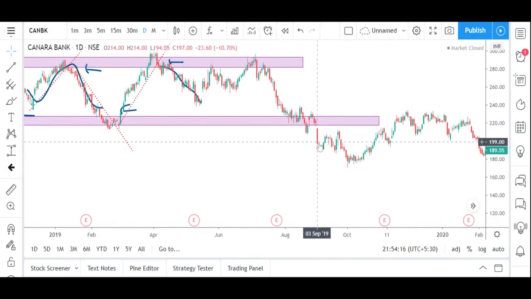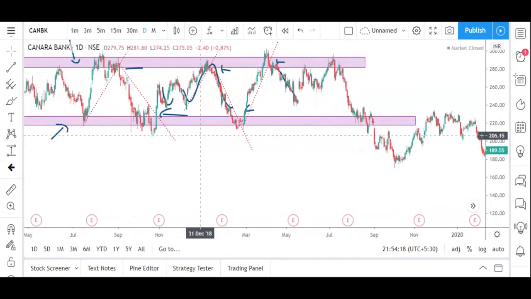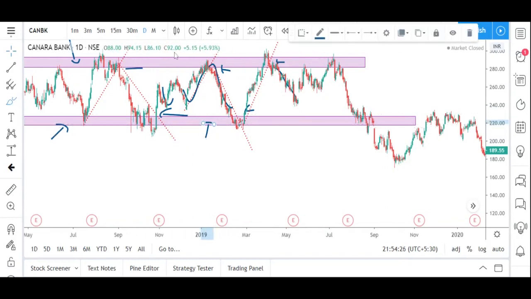So again then this has broken the resistance or the support. For buying opportunities, this one is the support. For selling opportunities, this line is the resistance. And for buying opportunity, this is the resistance. And for short selling, this is the support.